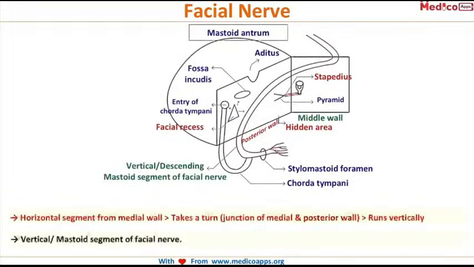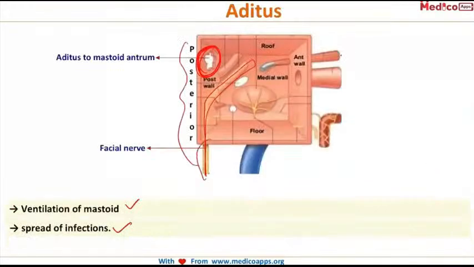The next structure is the facial nerve. The horizontal segment passes from the medial wall, takes a turn at the junction of the medial and posterior wall, and then runs vertically. This segment is known as the vertical or the mastoid segment of the facial nerve. In this image, you can see the facial nerve is running vertically over here after passing through the junction between the medial and the posterior wall.